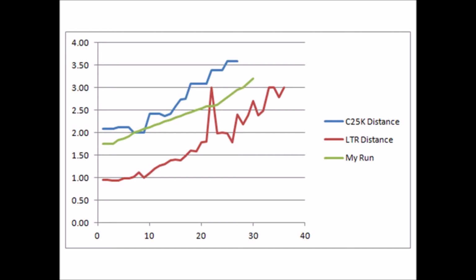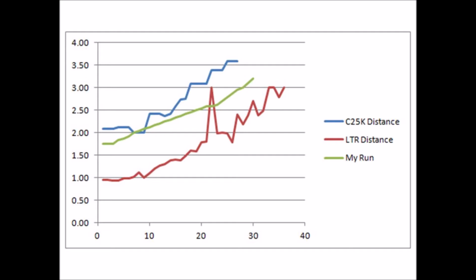So it does seem like the Couch to 5K is harsher than the Learn to Run program, but we should also look at the percentage of time that you spend running compared to the percentage of time that you spend walking, because those have an impact as well. That 2 miles for the Couch to 5K in the beginning is probably mostly walking.